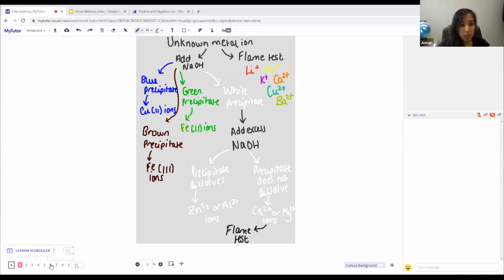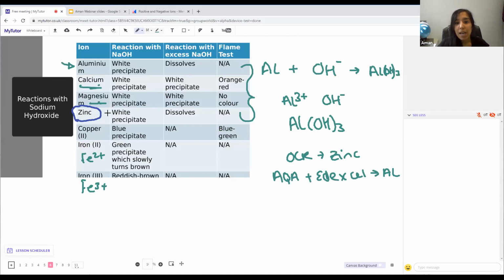Someone's asking me to go back to the previous slide. So I've just come back to the table here. If you have any questions about this table, then feel free to ask me. But that's all the content you need to know about positive ions. So it's about the flame test colors and what happens with sodium hydroxide. And as I said, if you think about it in the 2 groups, so you've got the groups that produce a white precipitate and the group that produce the colored precipitates, hopefully that will make the learning a bit easier. And also creating a diagram just to put it all on one page can also be helpful.